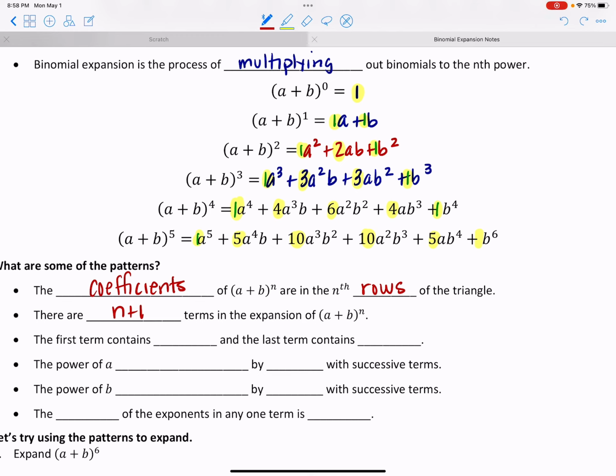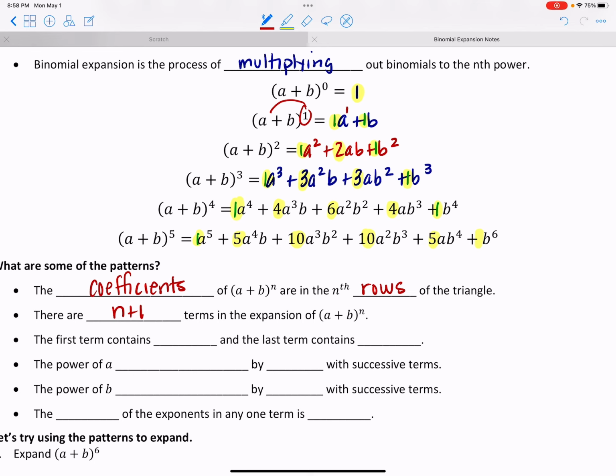Also, look at the first term in every single expansion, except for the 0 power. That's kind of a special one. But every term starts with a to the nth power. So in the a to the 0, I get a to the 0, which is just going to be 1. And then here, first power starts with a to the first.